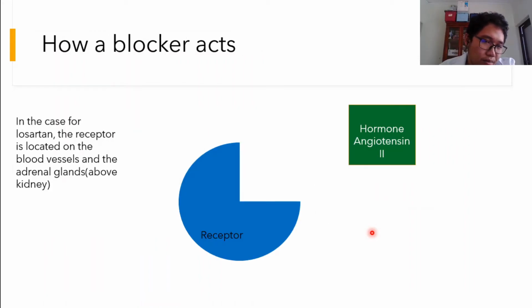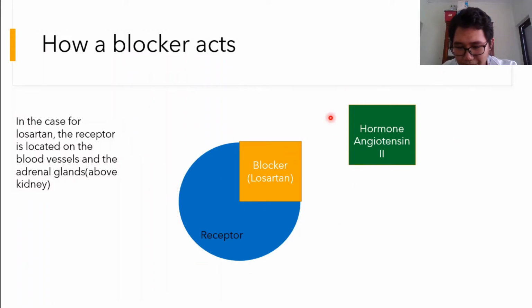So before I explain the cascade, here's how a blocker acts. In the case of losartan, the receptor is located on the blood vessels and adrenal glands, which are actually located above the kidney. So here's the hormone angiotensin 2, and here's the receptor. When you have losartan, it blocks the hormone from binding to the receptor. So the hormone is unable to initiate its effect after binding to the receptor.